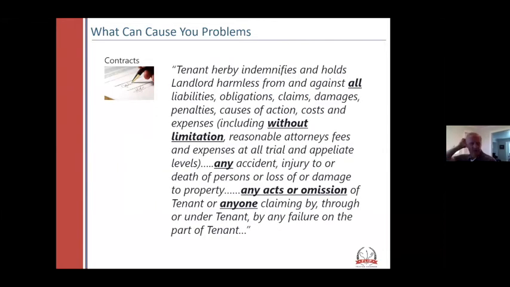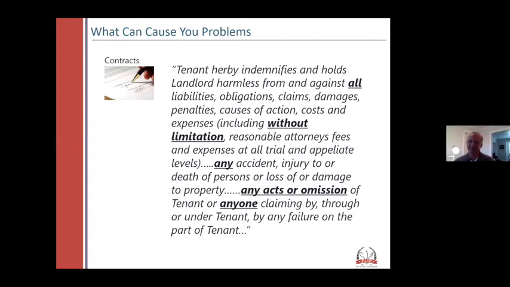So here's one contract I just pulled from a lease agreement. Tenant hereby indemnifies and holds the landlord harmless from and against all liabilities, obligations, claims, damages, penalties, causes of action, costs and expenses, including without limitation, reasonable attorney's fees and expenses at all trial and appellate levels, any accident, injury, or death of person, or loss of or damage to property, any act or omission of tenant or anyone claiming by, through, or under tenant, by any failure on the part of tenant. I mean, that is broad. It's basically saying, when you sign this, I'm pushing all my liability to you. You're going to hold me harmless for everything.